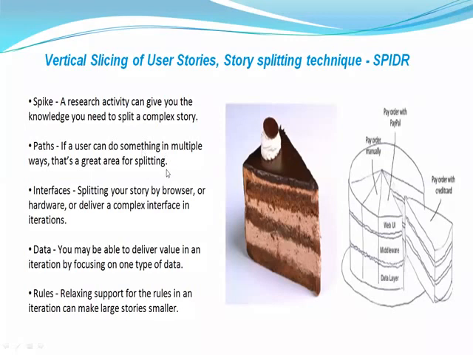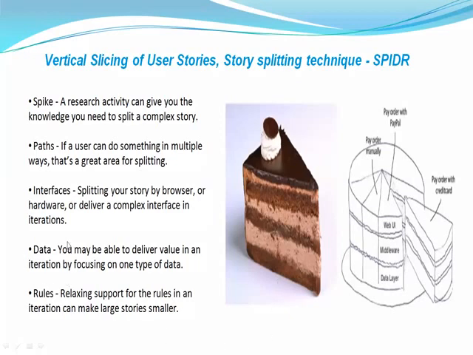For example, you can also divide with different paths. You can do payment in different ways, right? For example, consider this example itself. You can do payment in different ways. So what they have done: pay order manually, they have taken a separate story. Or pay order with PayPal, a separate story. Pay order with a credit card, a separate story. In this way, even with path, you can split the user stories.